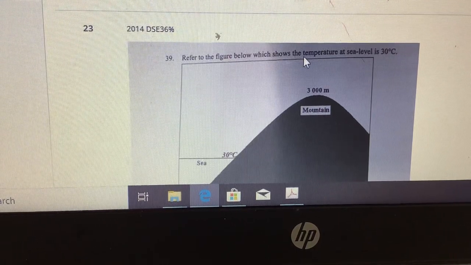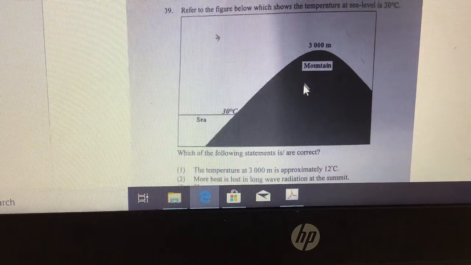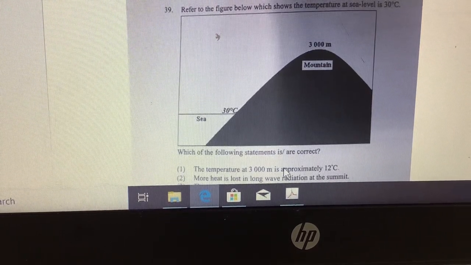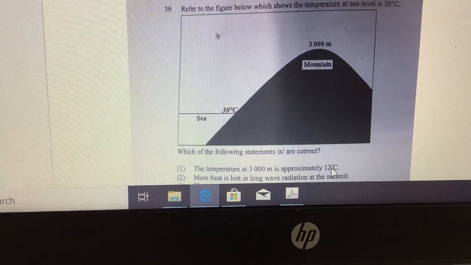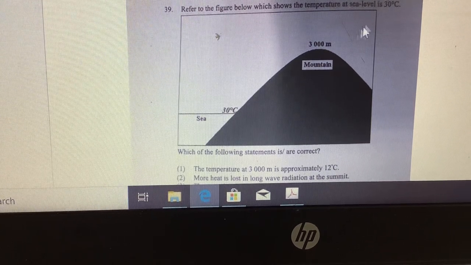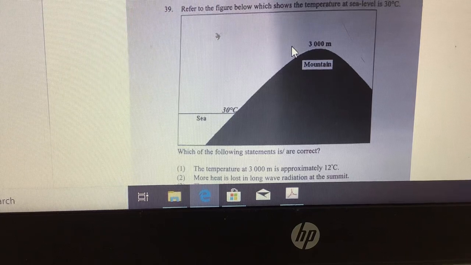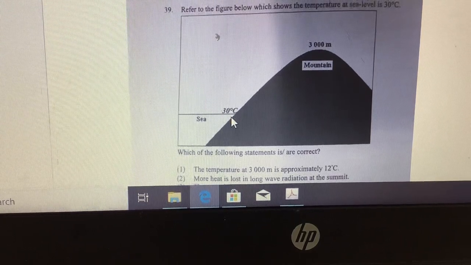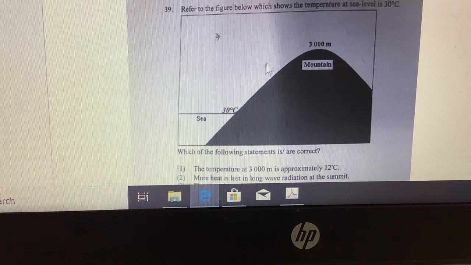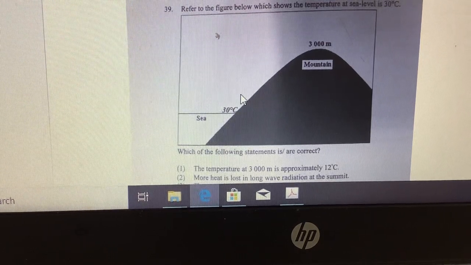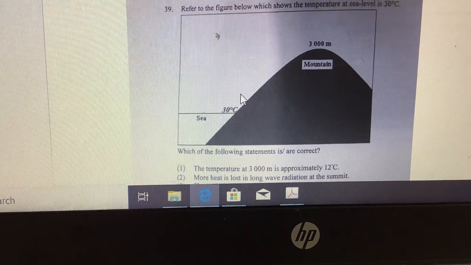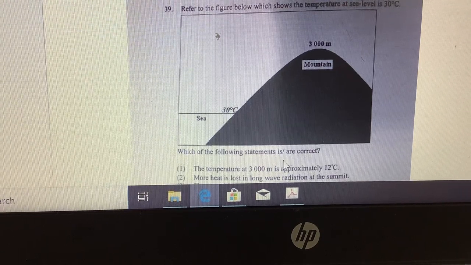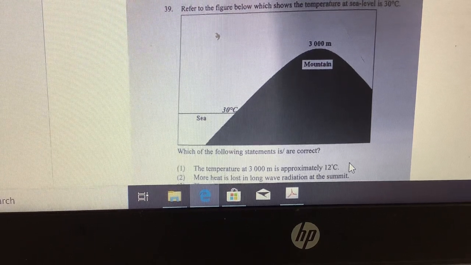This one, 23. Well, many people got this question wrong. Let's check out what's happening. The temperature at 3,000 meters is approximately 12 degrees Celsius. If you have learned the environmental lapse rate, which is talking about when we go up 1,000 meters, the temperature drops around 6.5 degrees. So this one, a bit in doubt, but anyway, if it's just decreasing 6 degrees per 1,000 meters, let's check the others first.